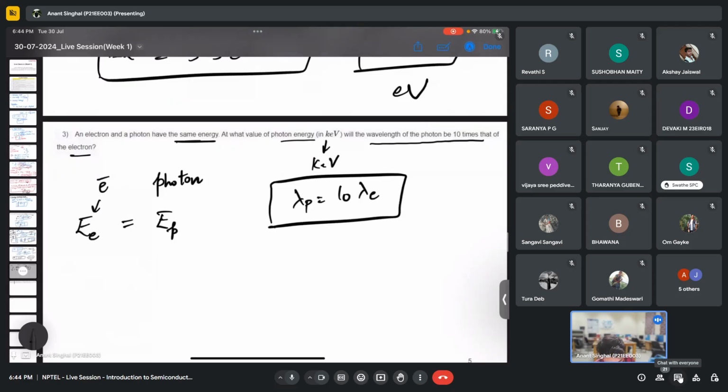So this is very easy. Maybe you can give it a go in 2 minutes, and if you are not able to calculate, I'll solve it. This is a very easy question. You can take 2 minutes and let me know what answer you are getting.